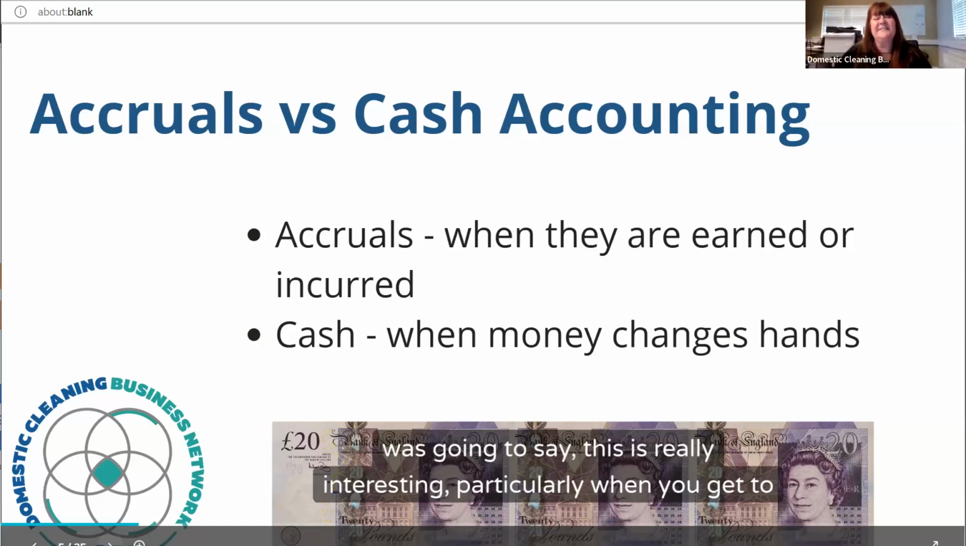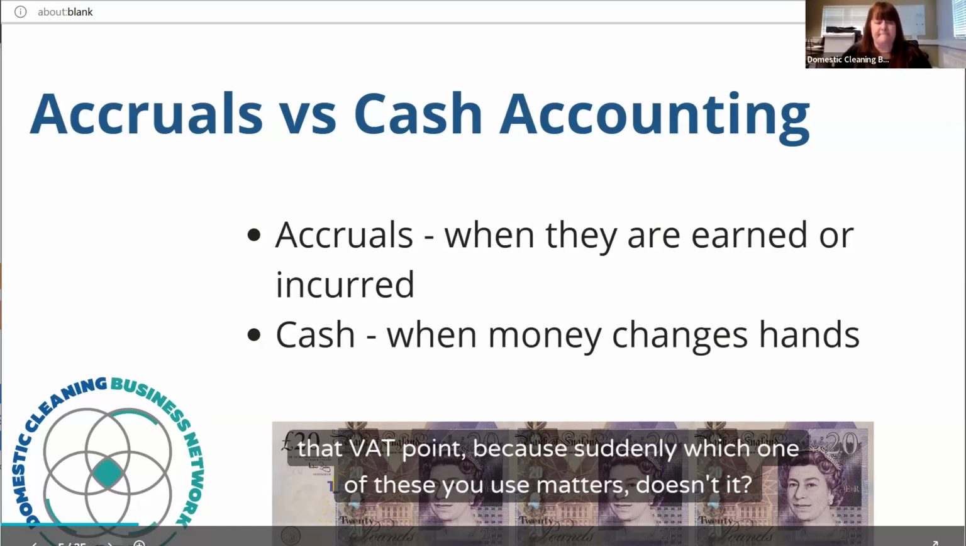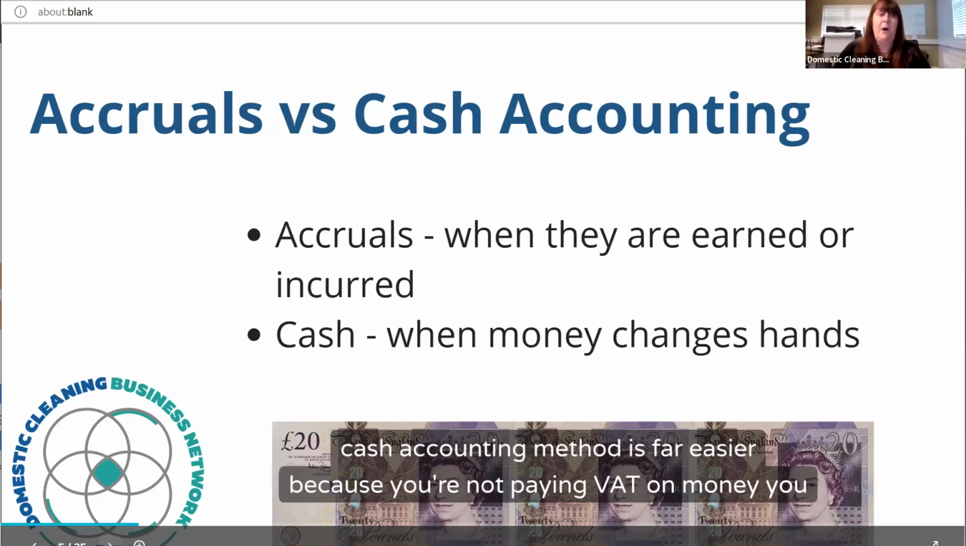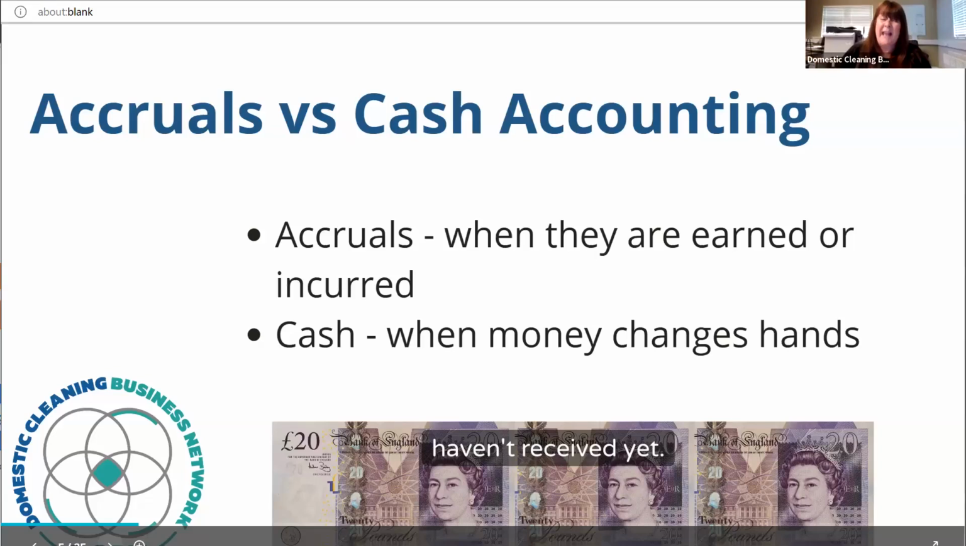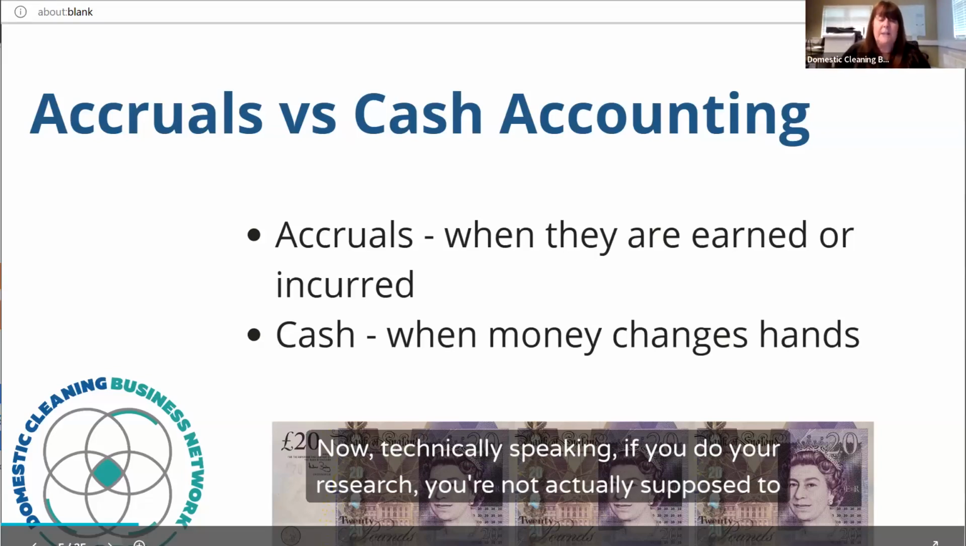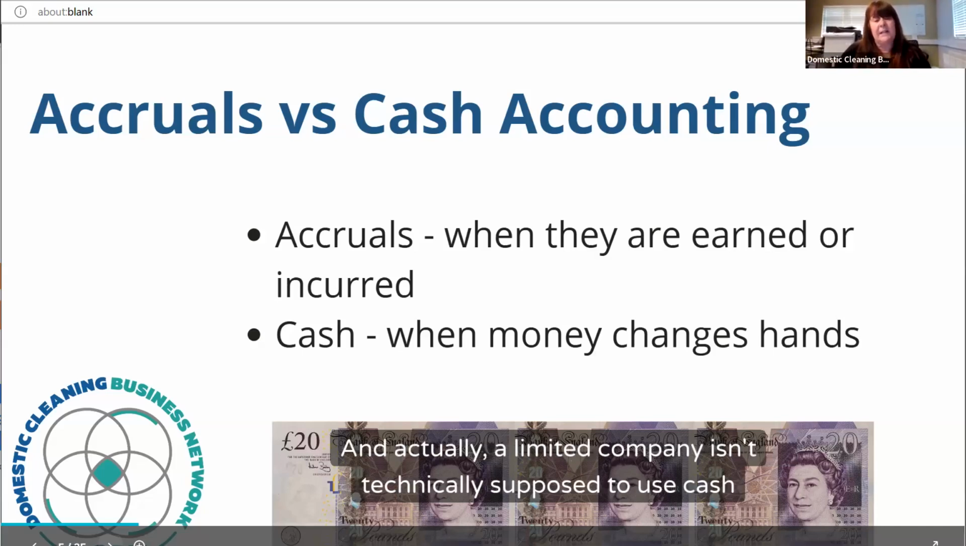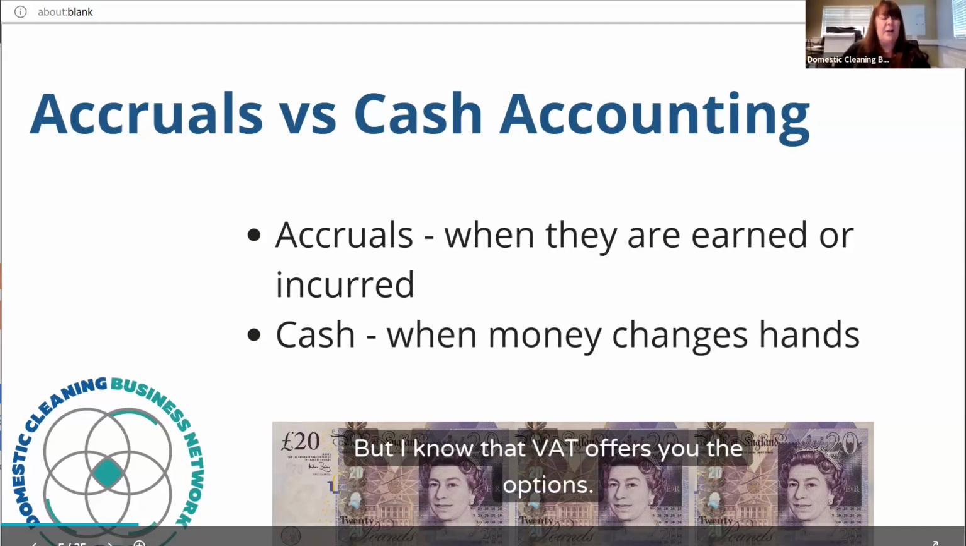I was going to say, this is really interesting, particularly when you get to that registration point, because suddenly which one of these you use matters, doesn't it? Yeah, and each one has advantages and disadvantages. Certainly for VAT, the cash accounting method is far easier because you're not paying VAT on money you haven't received yet. Technically speaking, if you do your research, you're not supposed to use cash accounting if your business turns over more than 300,000. And a limited company isn't technically supposed to use cash accounting, but I know that VAT offers you the option, so it's a little bit confusing.